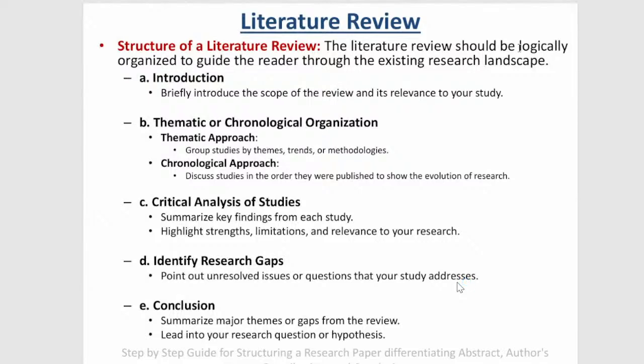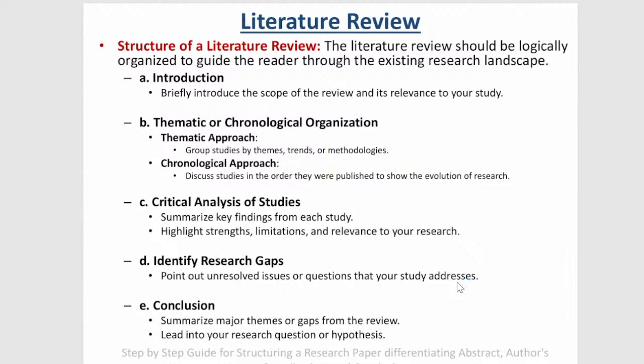The structure of a literature review should be logically organized to guide the reader through the existing research landscape. The structure includes an introduction, then thematic or chronological organization. The thematic approach means grouping studies by themes, trends, or methodologies. Chronological means in the order in which they were published, to show the evolution of the research.